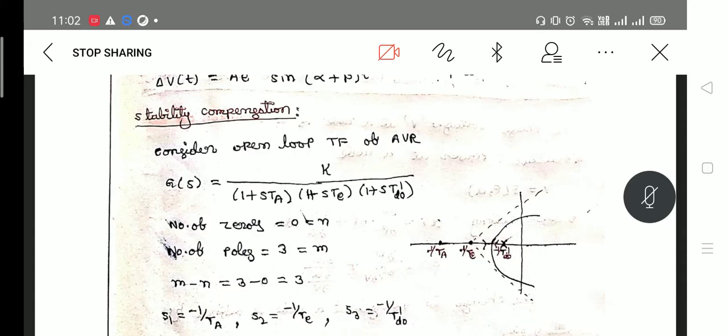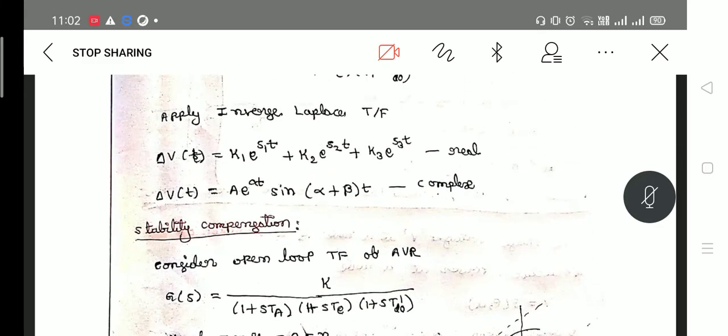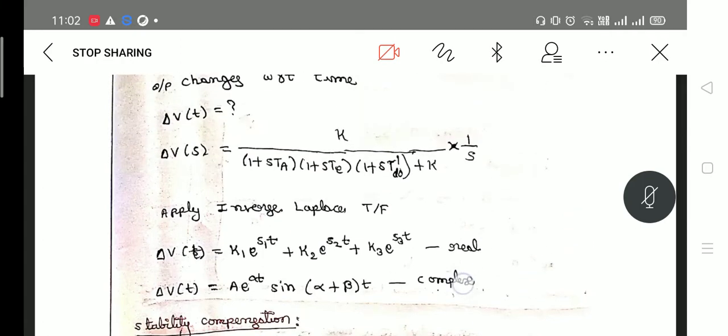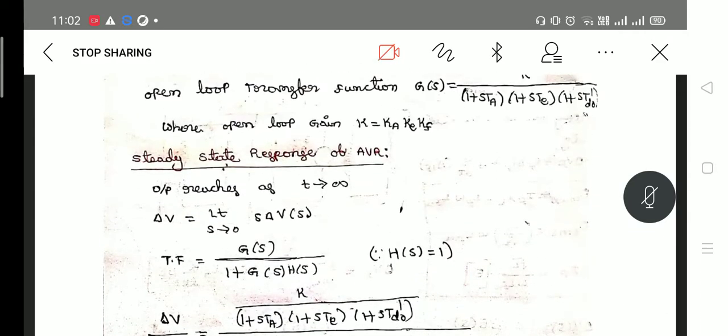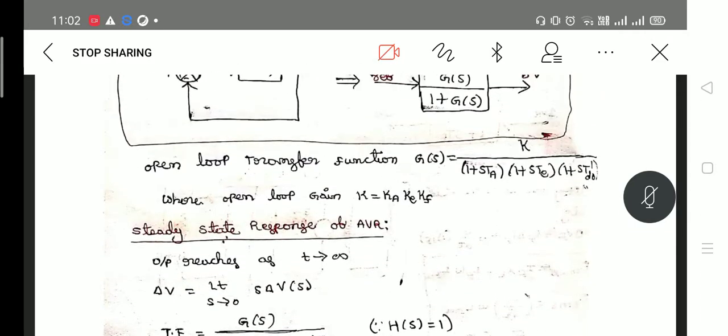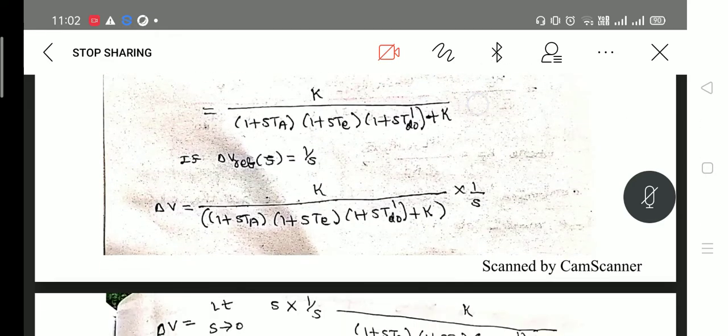Today we discuss the topic of stability compensation. We can consider the open loop transfer function of the AVR, automatic voltage regulator. Already we found the automatic voltage regulator open loop transfer function, right? G(s) is equal to K by (1 plus sTA)(1 plus sTE)(1 plus sTD naught). Already we found this in the previous class, right? This is the open loop transfer function of the AVR, automatic voltage regulator.